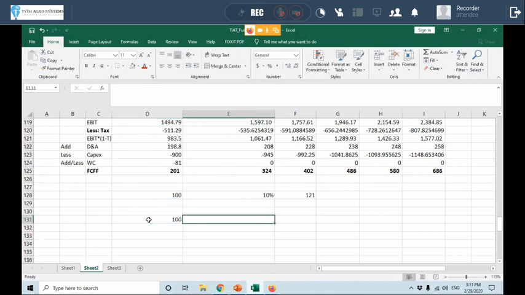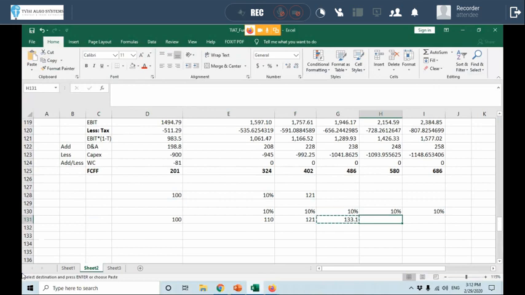This is 100, and you are gaining 10% by year 1. Just for the sake of simplicity, I'm doing this. So your 100 rupees has become 1 plus this at the end of 1 year. At the end of the second year, this 110 will be invested again, so it has become 121. Now in the third year, again 121 is invested and it becomes 133, and so on and so forth.